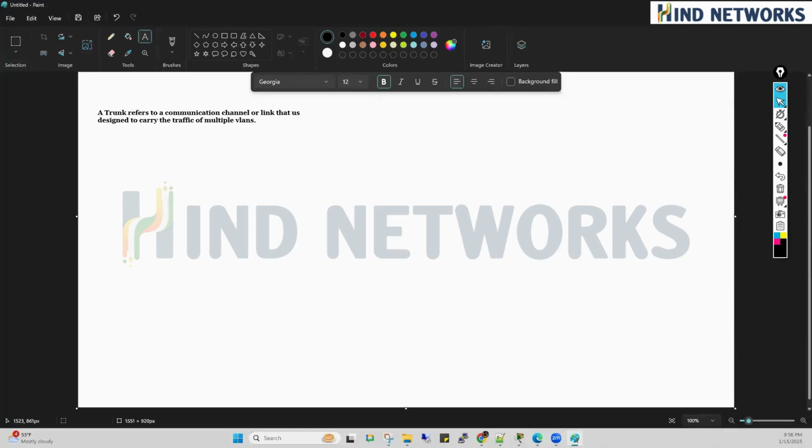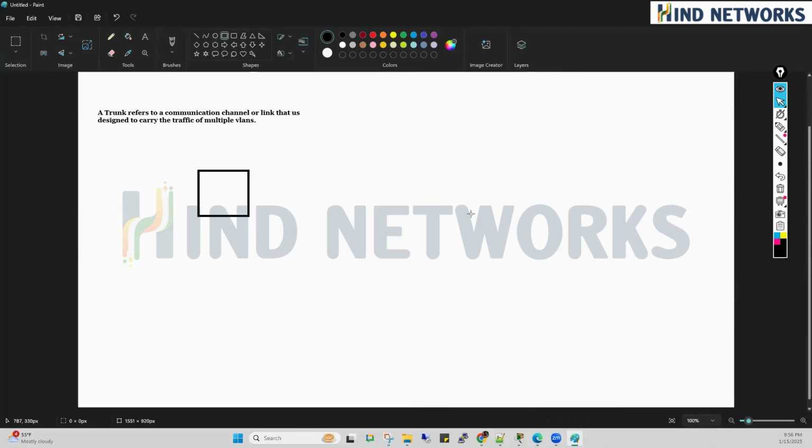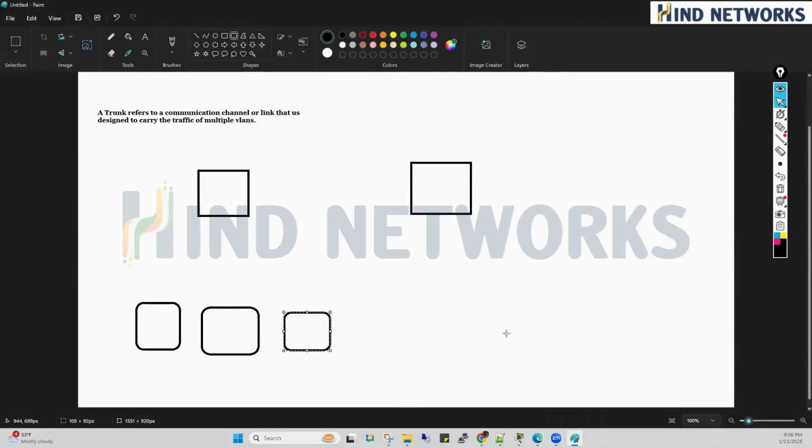Now there is a very simple question. For example, that is the switch. That is the switch. For example, here are the PCs, PC, PC, PC, PC, PC. All the PCs are connected like this.